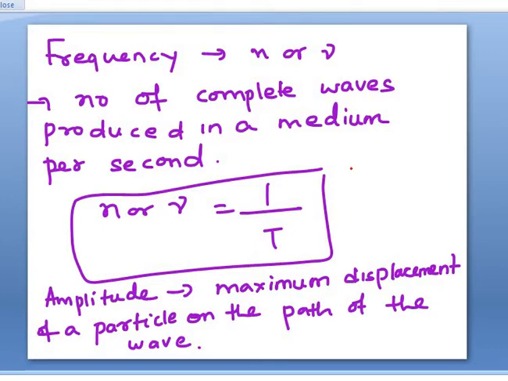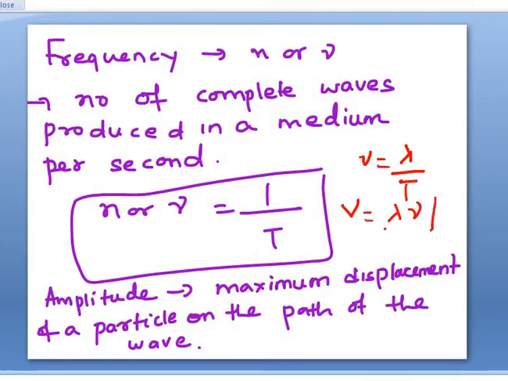Again, one thing which we have left is, what will be the velocity of the wave in that medium? We know velocity is distance by time. In this case, we are taking lambda as the distance and the time period as the time. It is lambda by T. So it can also be written as lambda times 1 by T, and we know 1 by T is nu.